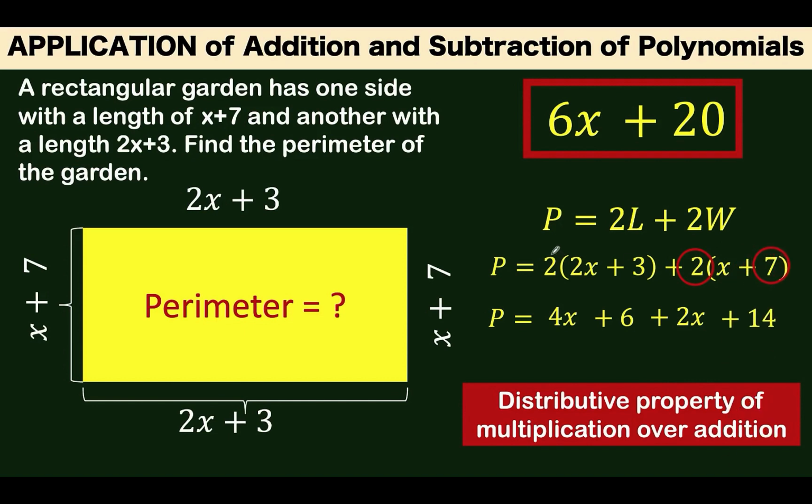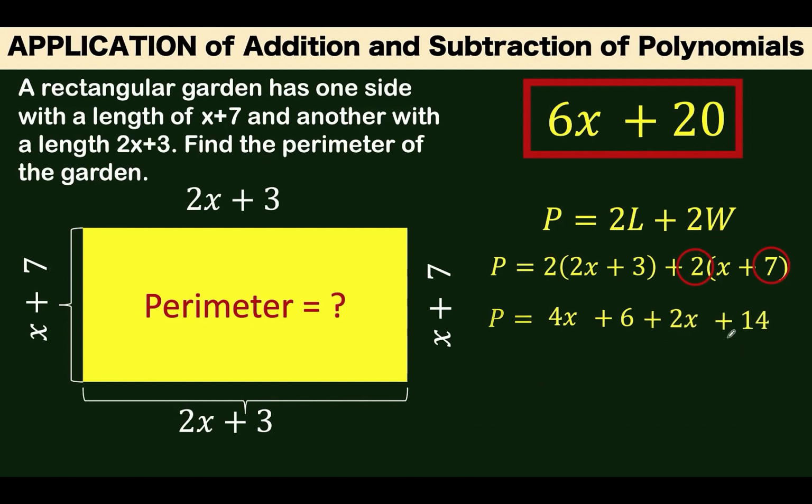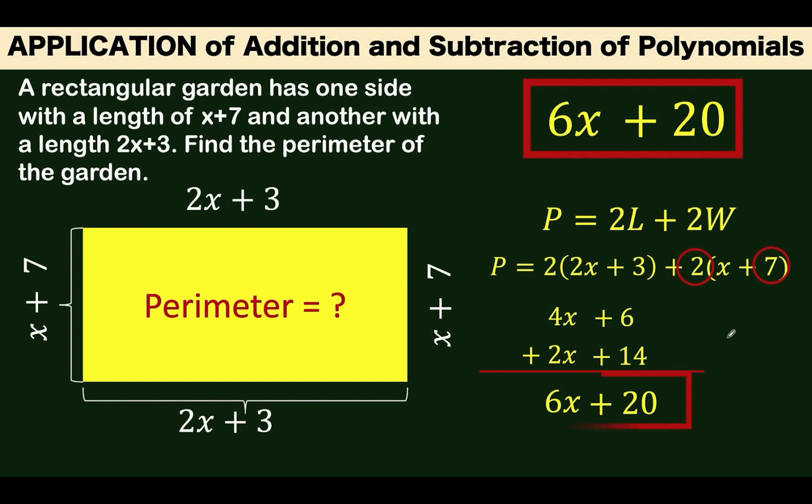So what happens is we distribute this 2 to the binomial and distribute this 2 again to the other binomial. The result would be these 4 terms. Then rearrange to combine like terms. So 4x plus 2x is equal to 6x. 6 plus 14 is equal to 20. You will get the same result as the previous one.